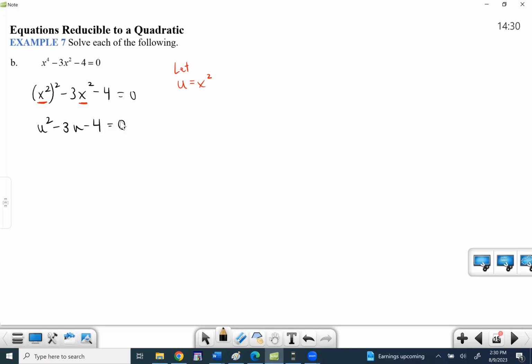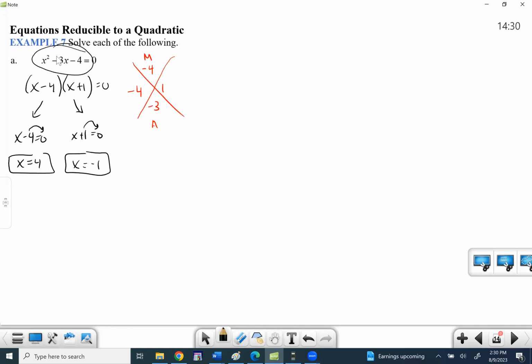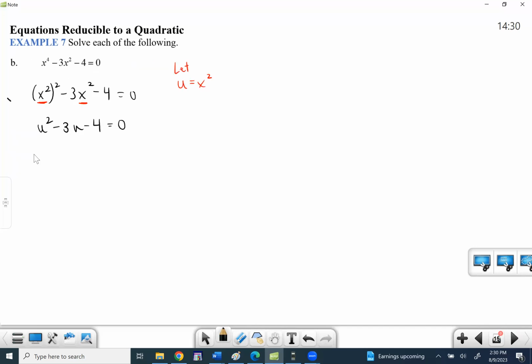So now we've taken a quartic and reduced it down to a quadratic. It started off degree 4, but now we're looking at something that's degree 2. And this is actually the same exact polynomial on the slide before, right? Just instead of x's, we've got u's, but it's the same polynomial. So it would factor in the same way as the last one factored. And remember from here, we set each piece equal to 0. And we got 4.